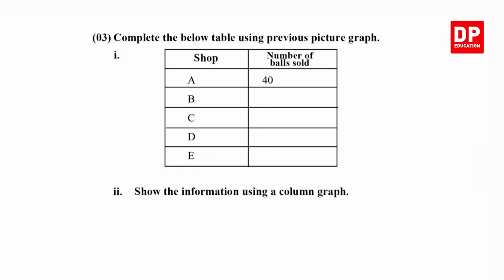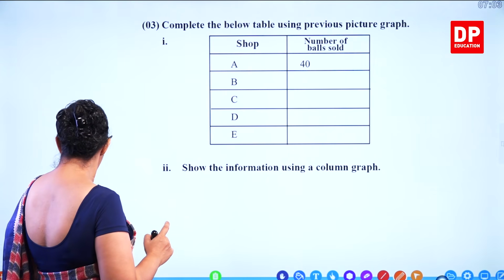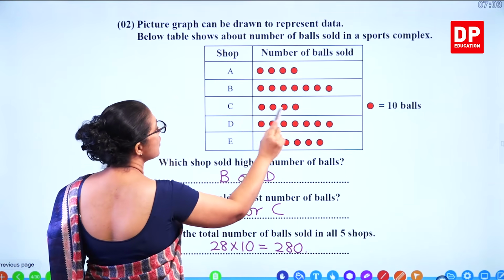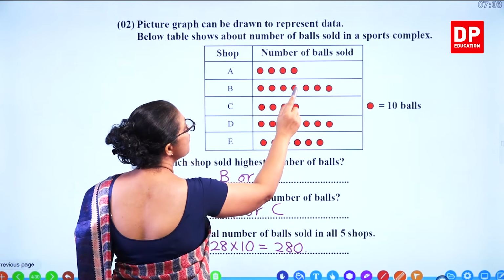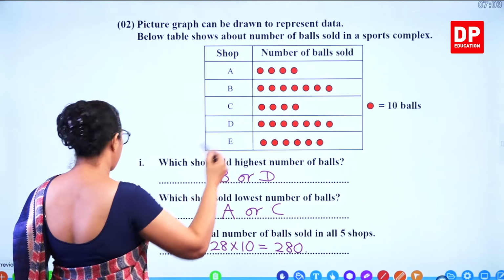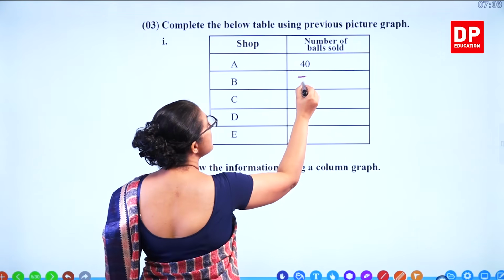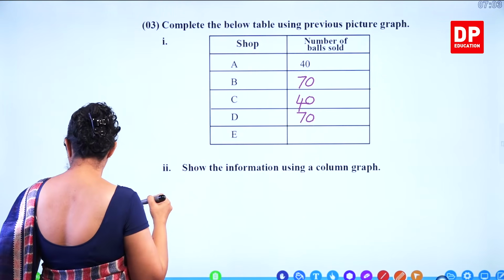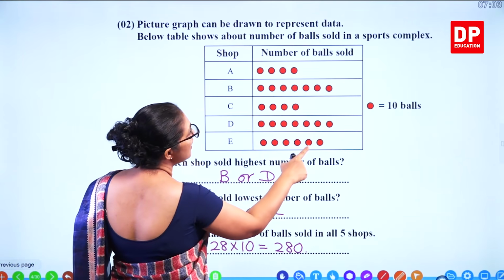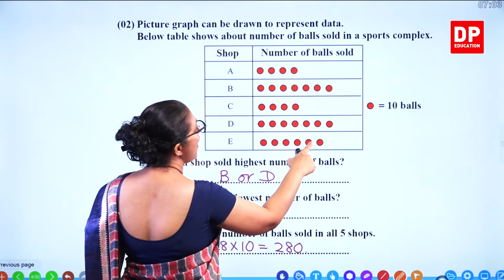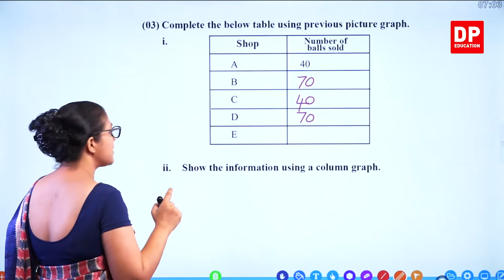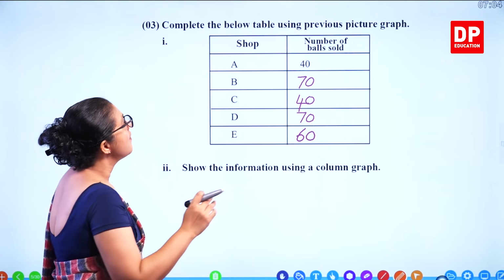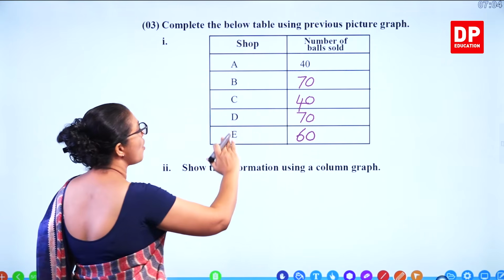Complete the table below using the previous picture graph. So A, you can say 40. 1, 2, 3, 4. C is also 40. B, 1, 2, 3, 4, 5, 6, 7. That means 70 and 70. So we'll fill that. This is 70. This is 40. Again D, 70. What about E? Here E is 1, 2, 3, 4, 5, 6. 6 means 60, 6 into 10. So this is the number altogether and the shop.